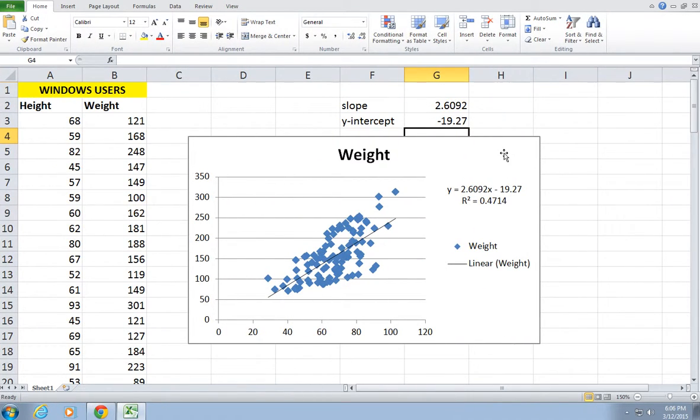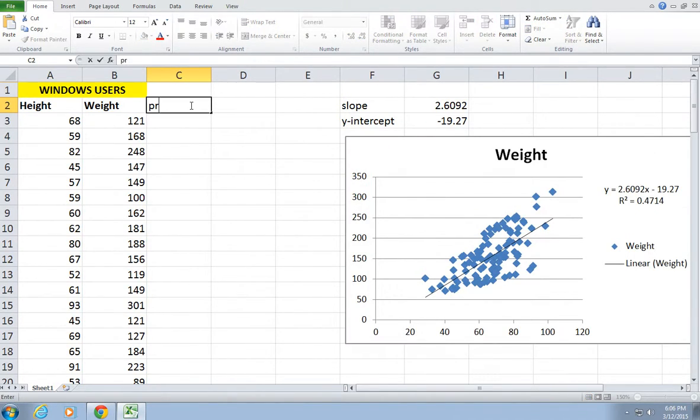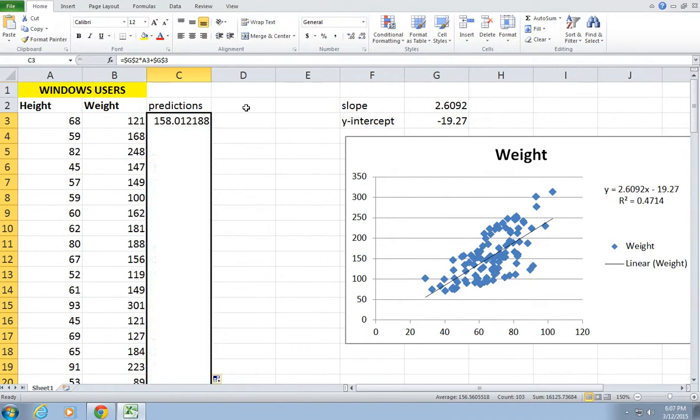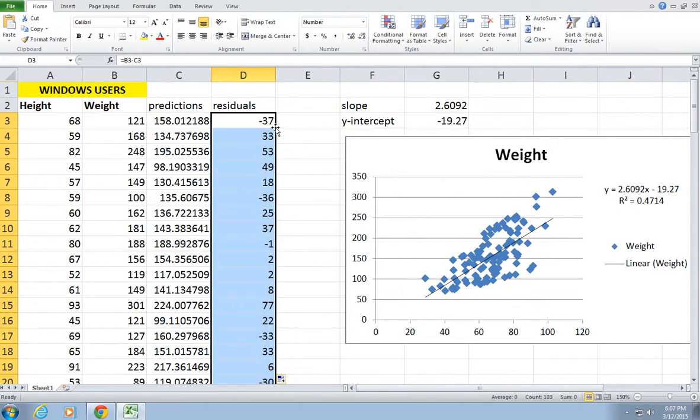So let's do this one more time. I'm going to do it on the Windows side, even though all the commands are basically the same. So these are the predictions. So this is equals slope, and if I press F4, it fills in the dollar signs for me, times my x values plus y-intercept, F4 to fill in the dollar signs, fill in. The residuals are observed minus predicted, enter, and fill down.